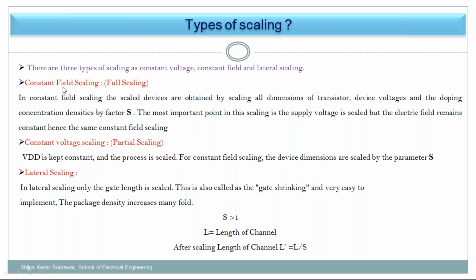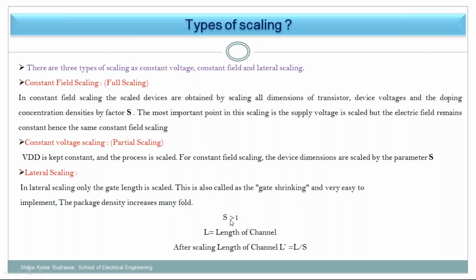So don't get confused in this. Field means the actual voltage or actual voltage drop across that point, and voltage means whatever VDD you are applying. That way you can remember: partial relates to constant voltage, and F for field, F for full. So constant field scaling means full scaling, where all the parameters are scaled by the particular factor. Lateral scaling, I told you, is just shrinking the gate size, but we are not considering it because we are concentrating on these two types of scaling.